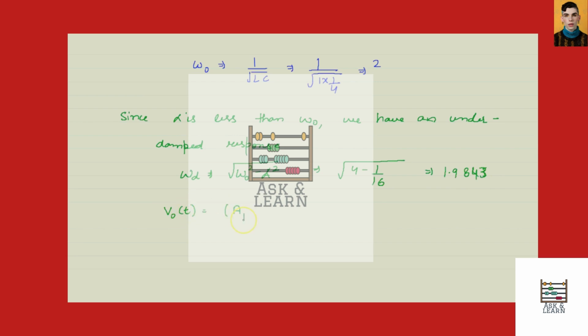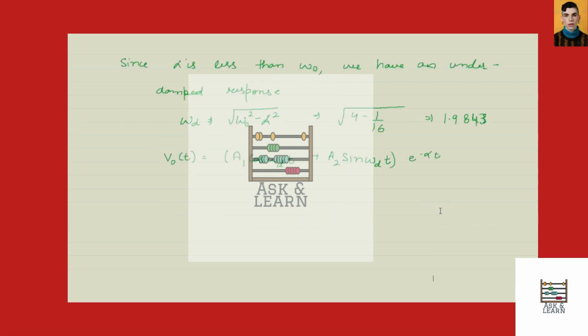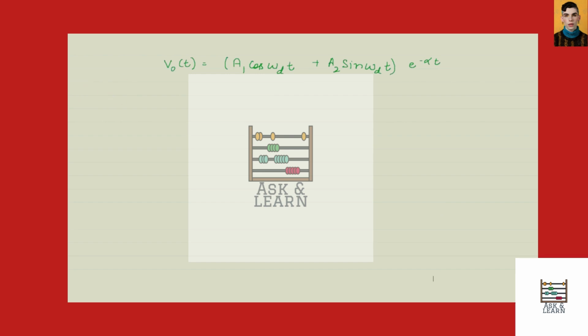From here we get the potential at any time t as v naught of t equals A1 cos omega d t plus A2 sin omega d t, all times e to the minus alpha t. If we take the potential at time t equals 0, we get 8 by (2 plus 8) into 30, which is 24. This is A1.